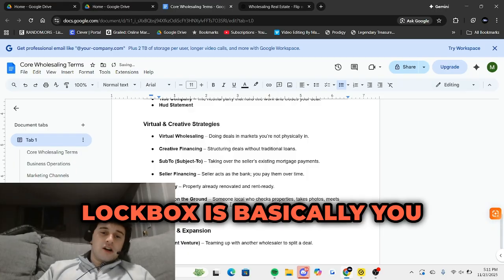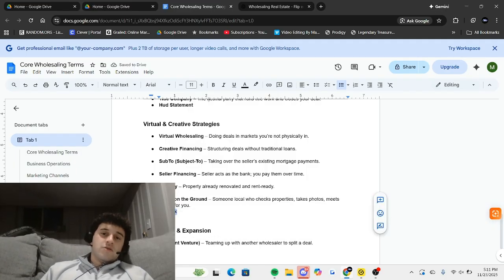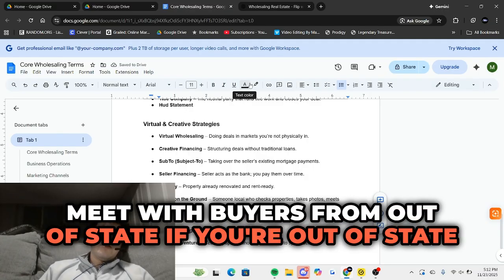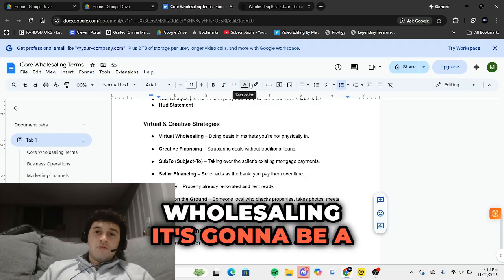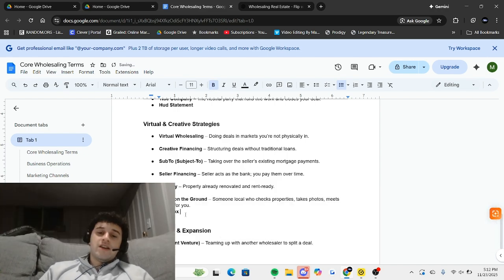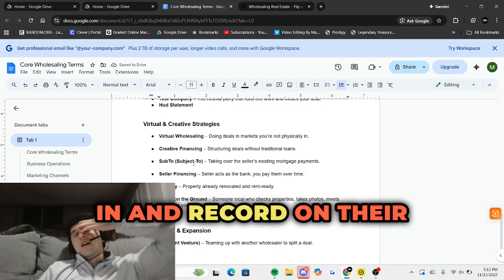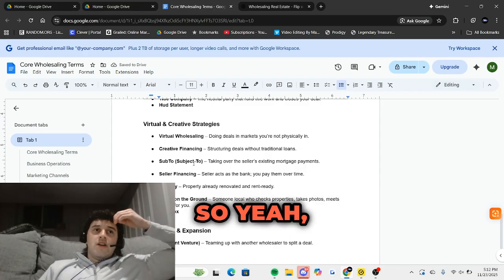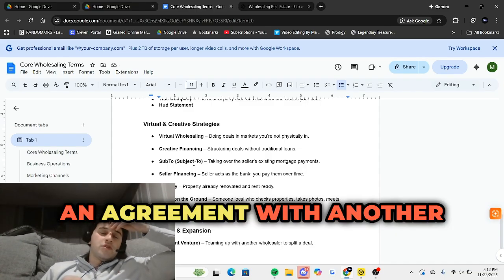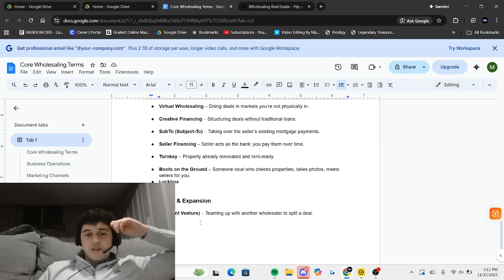Lockbox. So you need to have a lockbox on the property, because if you're having your seller meet with buyers from out of state, if you're out of state wholesaling, it's going to be a mess. And I really don't recommend it. Get a lockbox on the property, and whenever a buyer wants to come, they can put the code in and look on their own. So yeah.